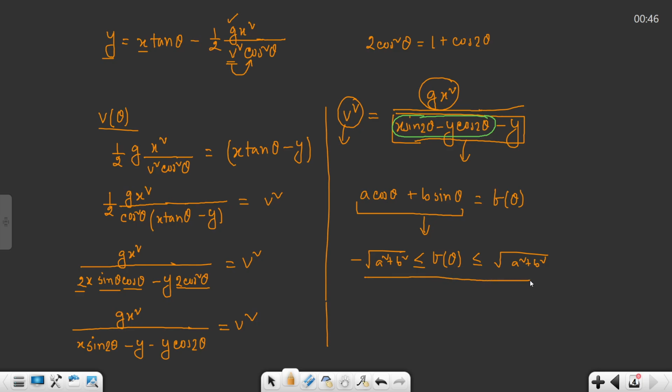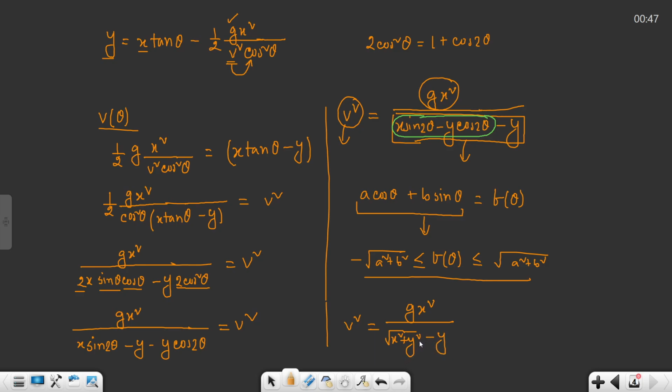This is classic trigonometry. We can prove it by doing some easy calculation, but we're going to skip that since trigonometry is not our purpose here. So the maximum value that we can get here is root over a square plus b square. So what is a here? X. And what is b here? Minus y. So what will be the maximum value for this green circle? The maximum value for this green circle should be root over x square plus y square.